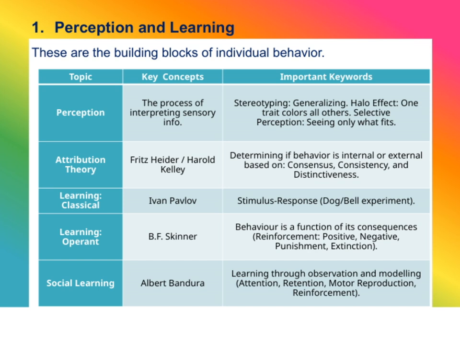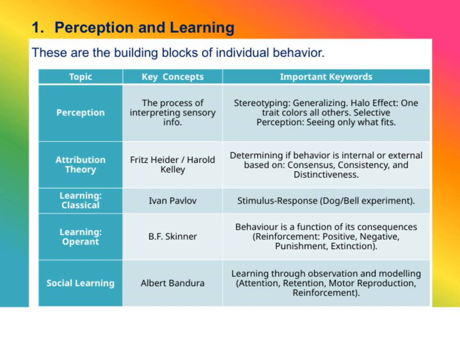B.F. Skinner. Here, behavior is influenced by its consequences. Positive reinforcement adds a pleasant stimulus to encourage a behavior. Negative reinforcement removes an unpleasant one. Punishment aims to reduce undesirable behavior, and extinction involves withholding reinforcement to diminish a behavior.